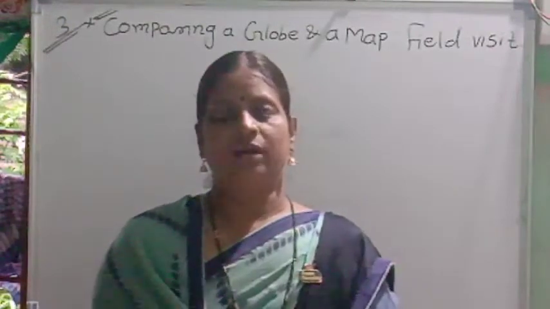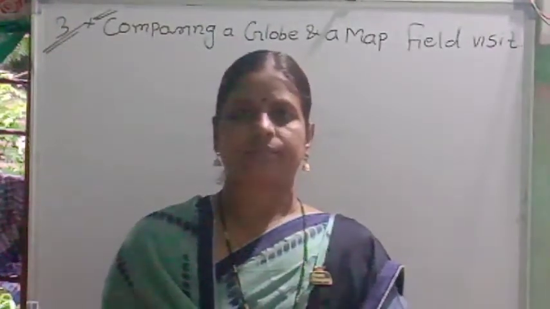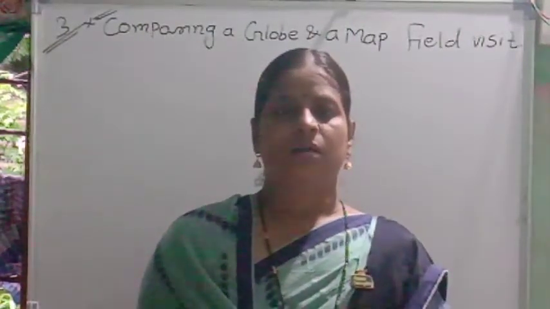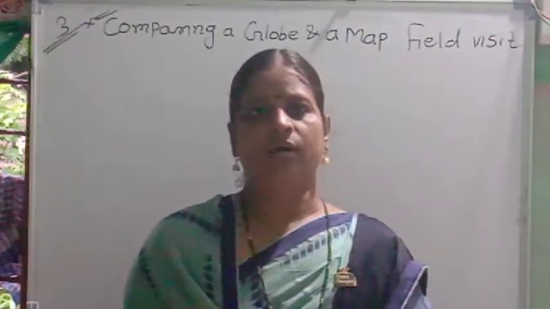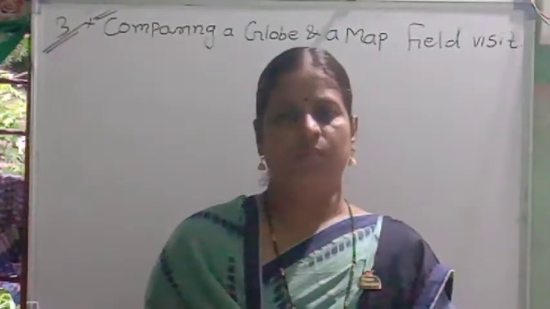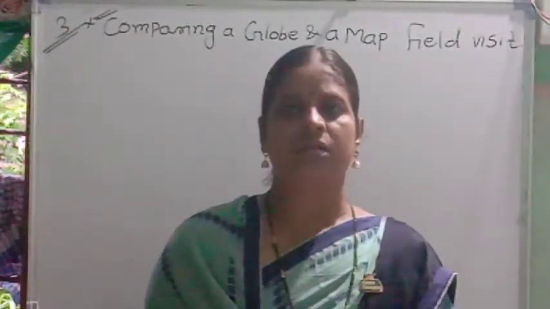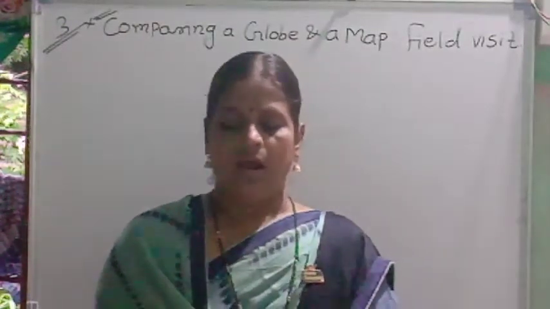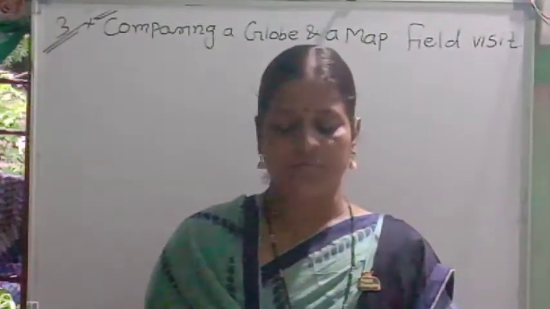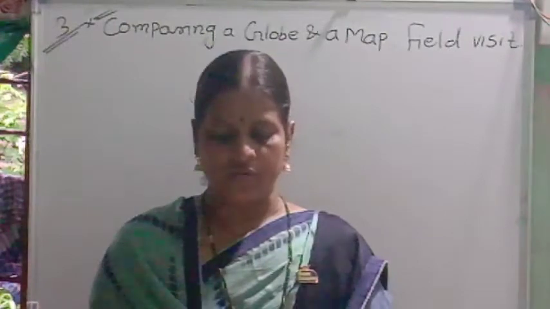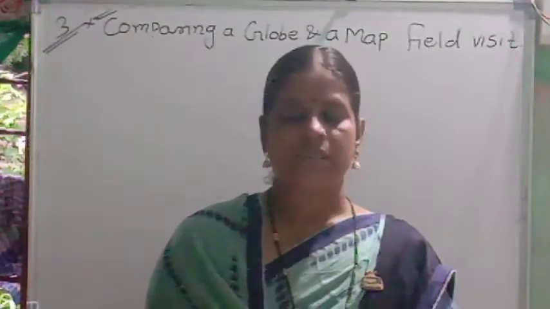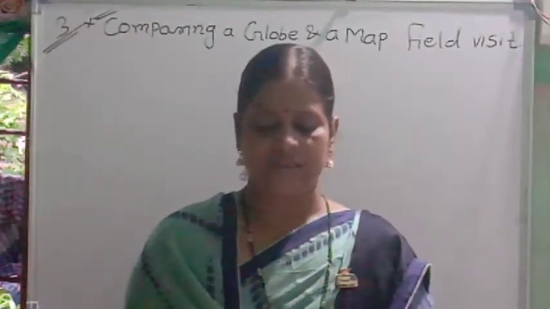And the use of field visit, I told you in the last period: when we visit some place, we interact with the local people and we are able to understand their problems. Here some places are given for the field visit: a planetarium, then post office, bus station, mall, hill, sea coast and small scale industries.